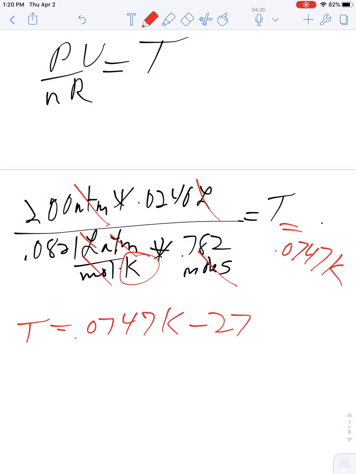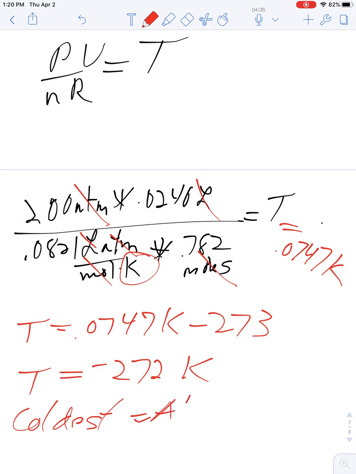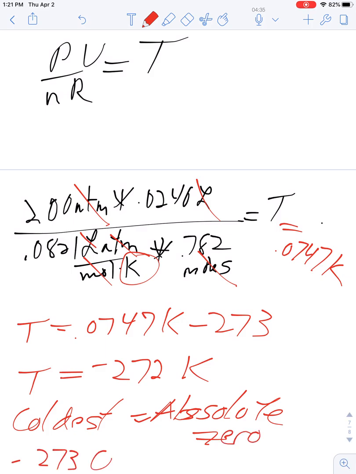So if we wanted to convert that to Celsius, you would subtract 273. So that means negative 272 degrees. Now, you know from reading Charles' law, the coldest you can get, in other words, absolute zero, is negative 273 Celsius, or 0 Kelvin. So we are almost, in this problem, at the coldest you can be. We're at negative 272. Okay?